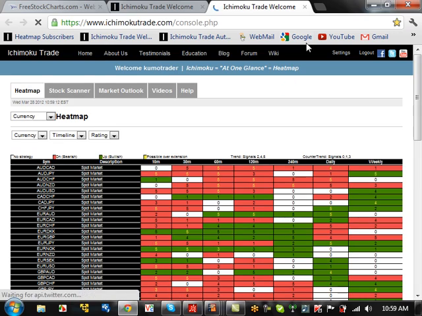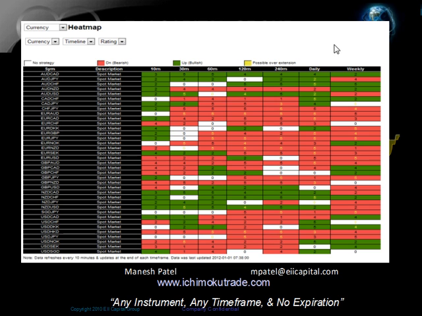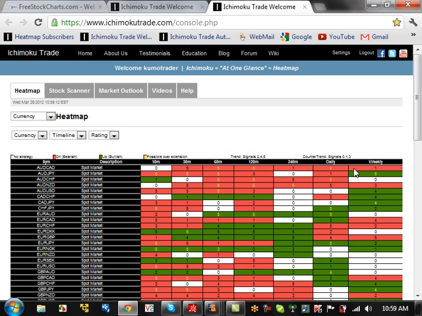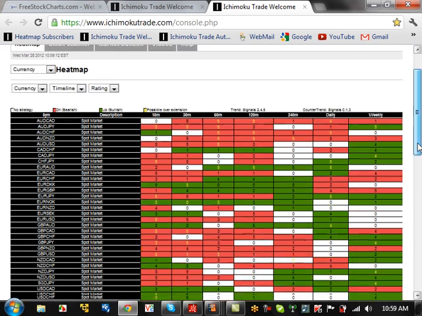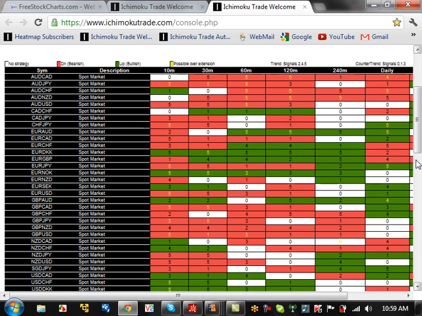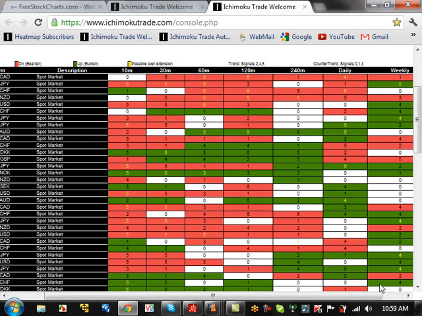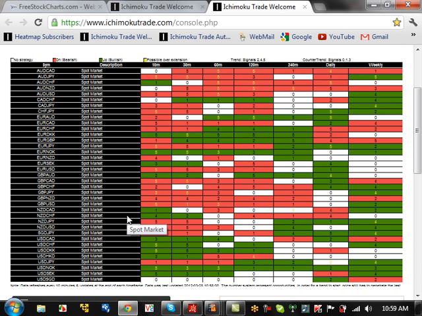Okay, so let's begin. What we're going to do is look at our heat map service. It's a little small right now, so let me enlarge it. Basically, if you notice, green represents bullish sentiment, and red basically means it's bearish.